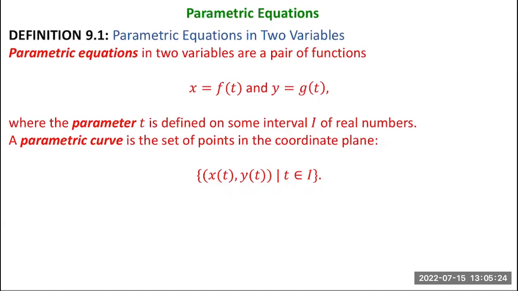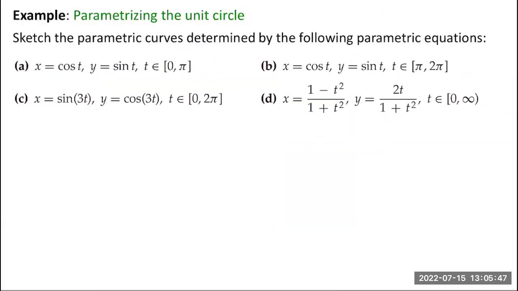Again, parametric equations in two variables are given by two equations of this form: x equals f of t and y equals g of t, and a parametric curve on the coordinate plane is a collection of coordinate pairs where you pick your t always to be in the interval I. Let's move on and work on an example to understand this definition. Here is the example that I want to go over. Sketch the parametric curves determined by the following parametric equations.